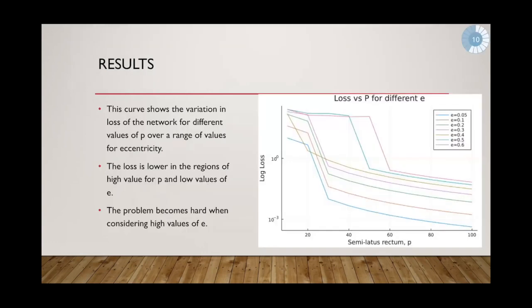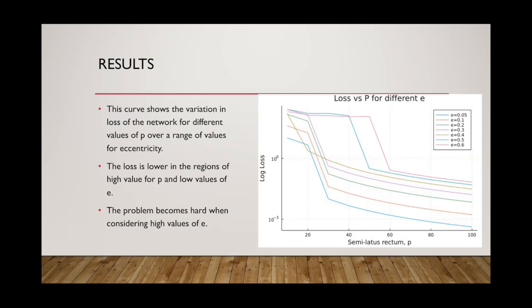So the first thing that we did was just run it for a whole range of P values and see what the losses look like. The figure shows the log loss on the y-axis and the semilatus rectum P on the x-axis for a different range of P and E, eccentricity, values. And we can see that for very large P values, the losses are lower, and as we move towards smaller P's, the losses become higher. And the trend remains the same for eccentricity: for small values of eccentricity, the losses are lower, and for large values of eccentricity, the losses become higher.